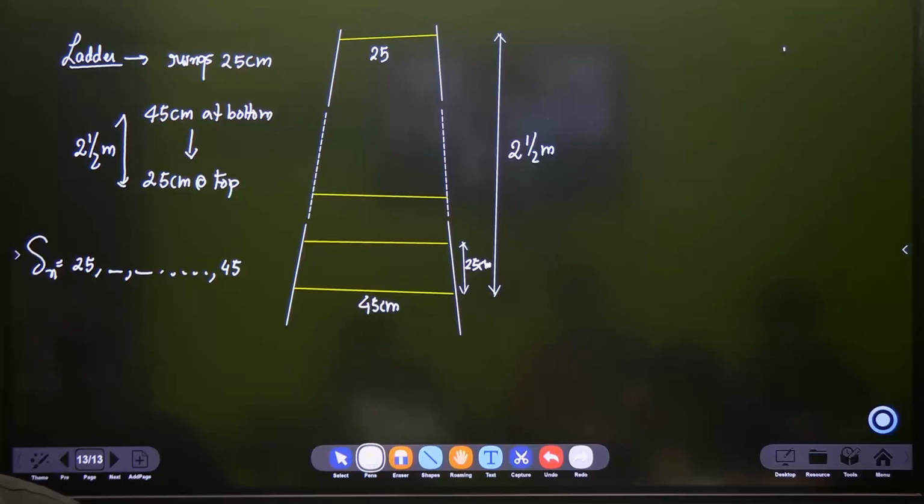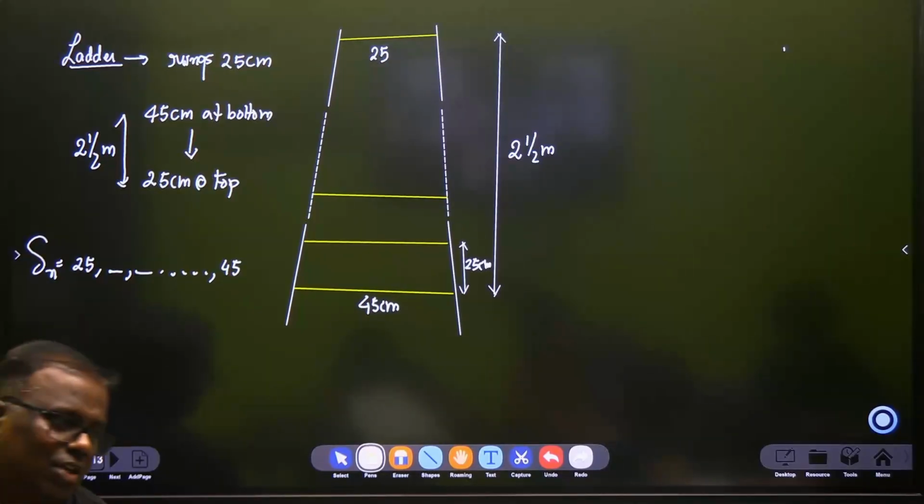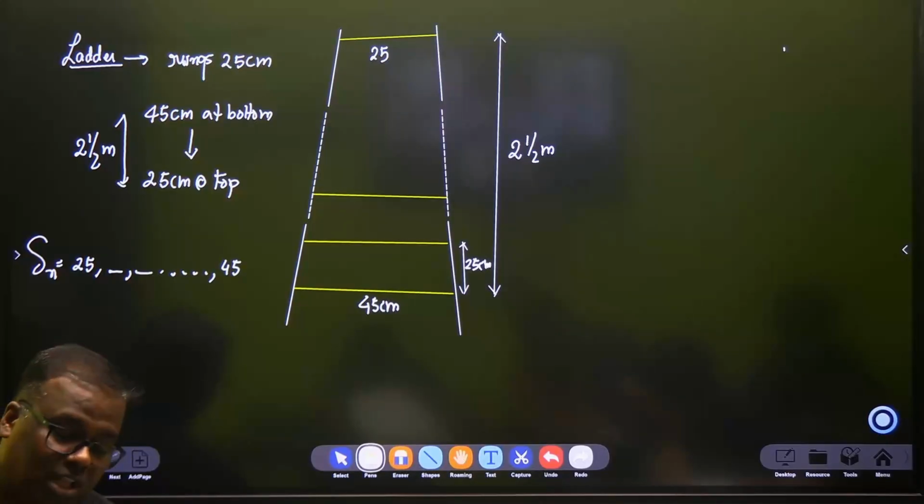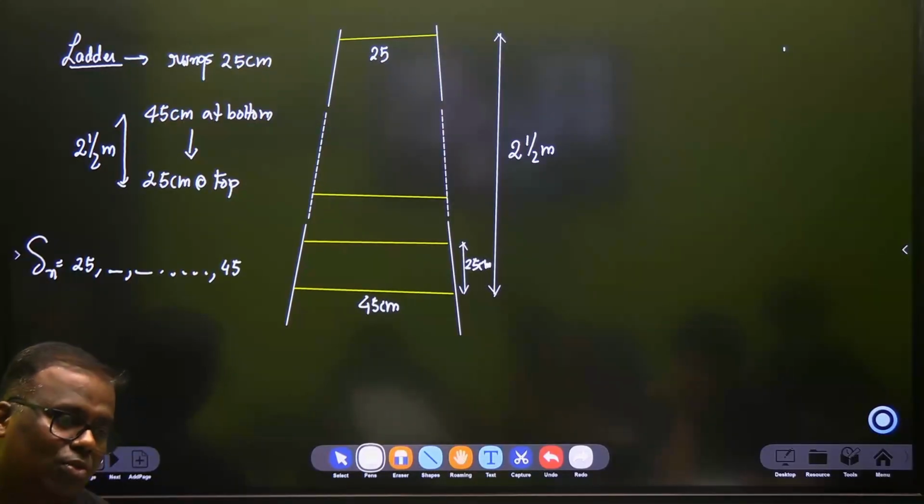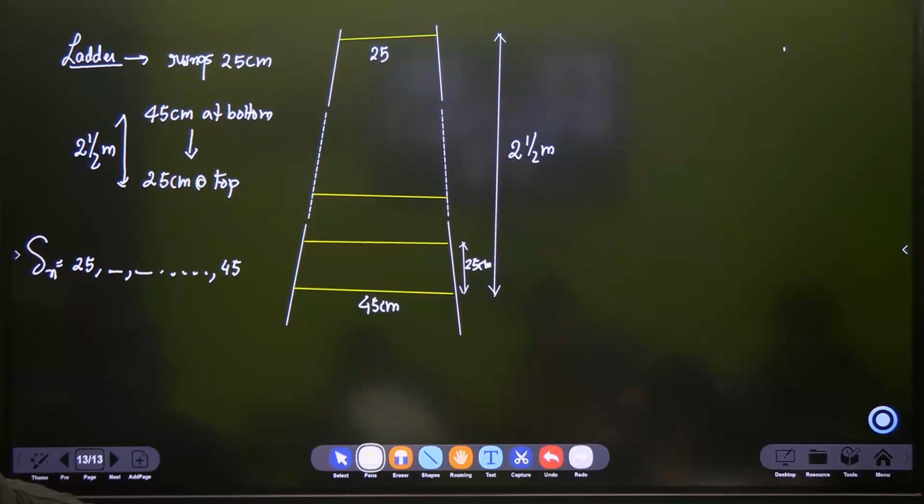That debt amount is 3600. Write it. The debt amount is 3600 and he has to pay it off in 40 annual installments. 40 annual installments means every year he will be paying, which means he will be paying it over 40 years.